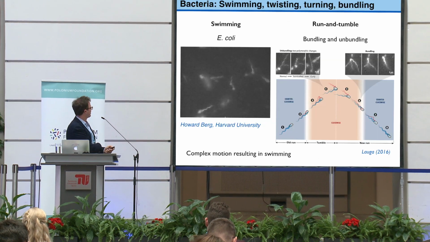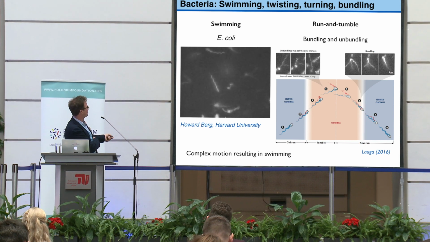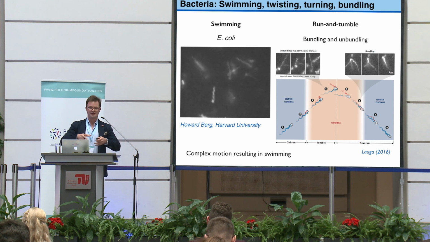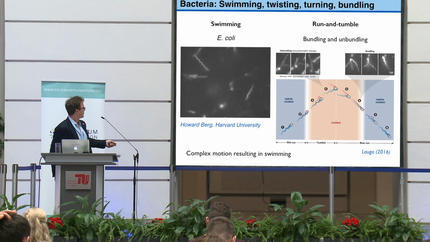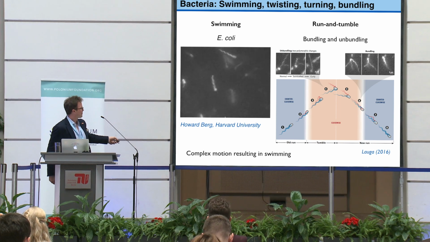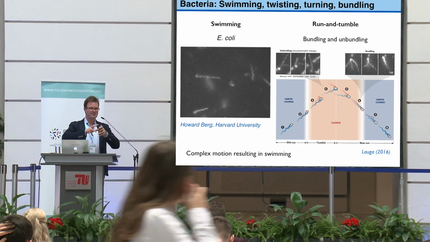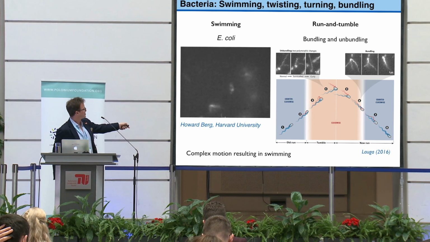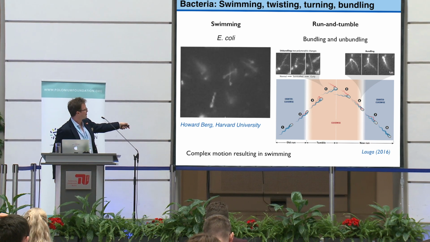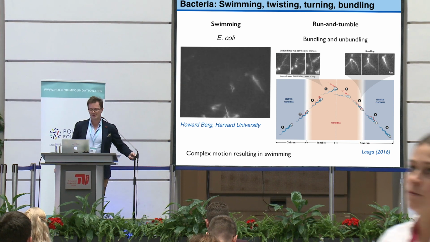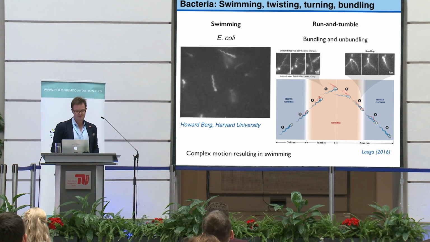To give you a flavor of how these guys move, these are moving E. coli. They have a bunch of these flagella, they bundle them together, and they rotate them counterclockwise, and by that they propel forward. But then sometimes they start moving them clockwise, and this bundle spreads out, and by that they turn, which is called the tumble. Then they bundle it together again, moving them counterclockwise. This is the so-called run and tumble motion of bacteria.